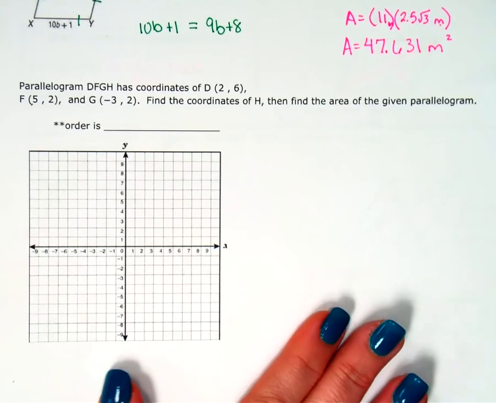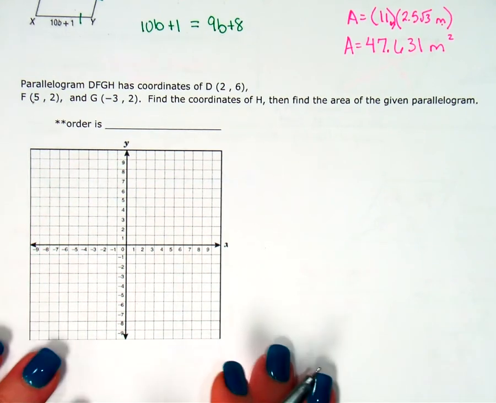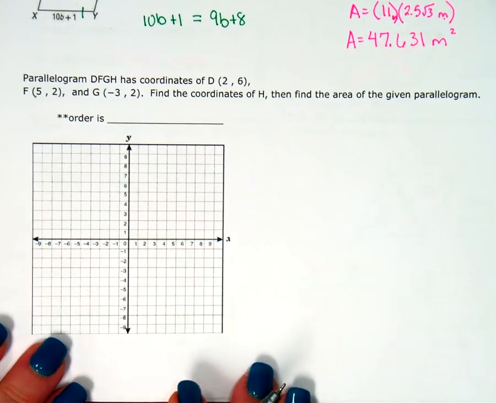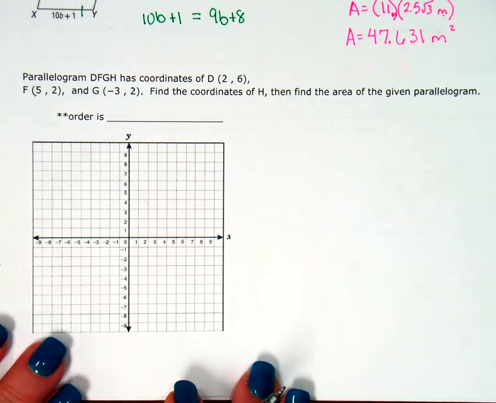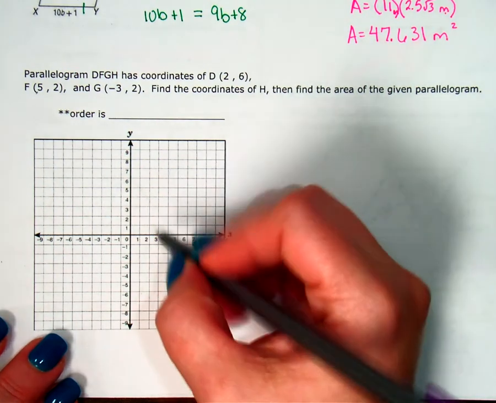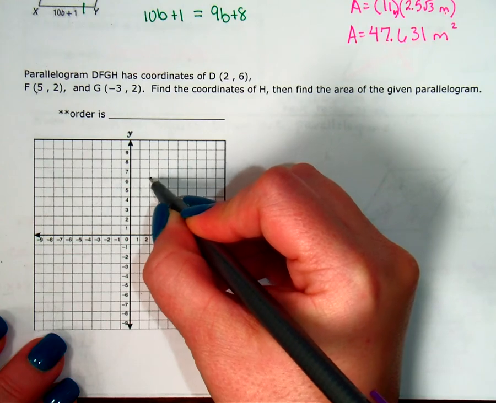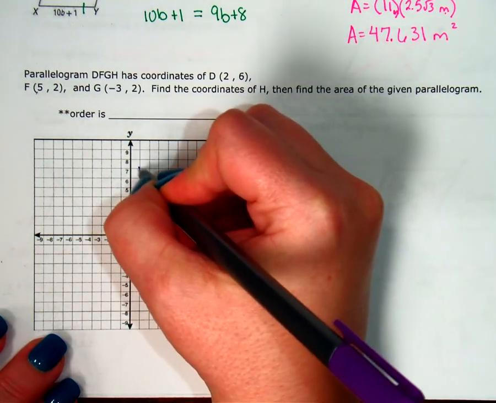In this last one, we're going to look at parallelogram DFGH. D is at (2, 6), F is at (5, 2), G is at (-3, 2), and we want to find the coordinates of H. So it's important to label your corners as you draw them. D is at (2, 6). This is point D.